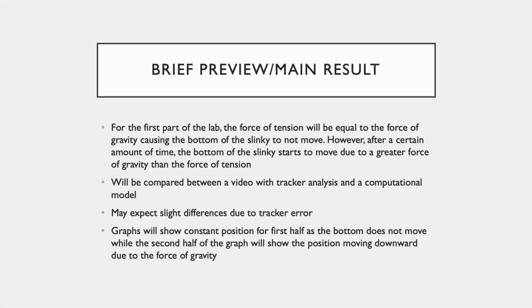A brief preview for the first part of this lab: the force of tension will be equal to the force of gravity, causing the bottom of the slinky not to move. However, after a certain amount of time, the bottom of the slinky starts to move due to a greater force of gravity than the force of tension. When comparing the video tracker analysis to a computational model, we may expect slight differences due to tracker error, and the graphs will show constant position for the first half as the bottom does not move, while the second half of the graph will show the position moving downward due to the force of gravity.